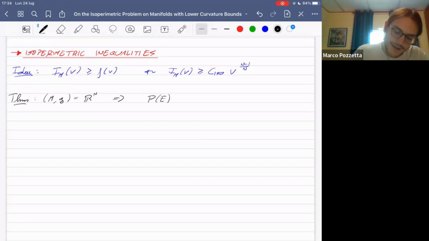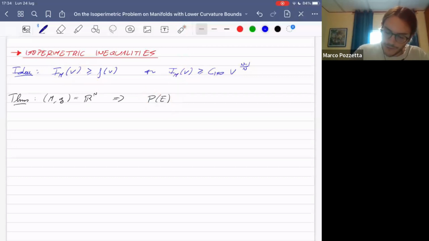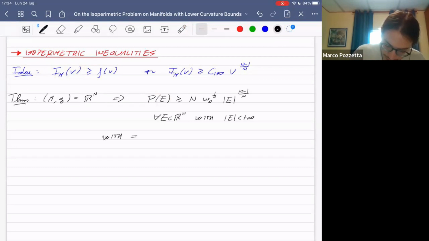Of course, I can give a lower bound on the perimeter of any set in terms of its volume, right? Then taking the infimum over the sets, I get an isoperimetric inequality of this type. So perimeter of E is greater or equal than n omega n to the power 1 over n times volume to the power n minus 1 over n, for any E contained in Rn, let's say with finite volume. It's the isoperimetric inequality in Rn. Moreover, the equality is achieved if and only if E is exactly a ball of the correct volume.